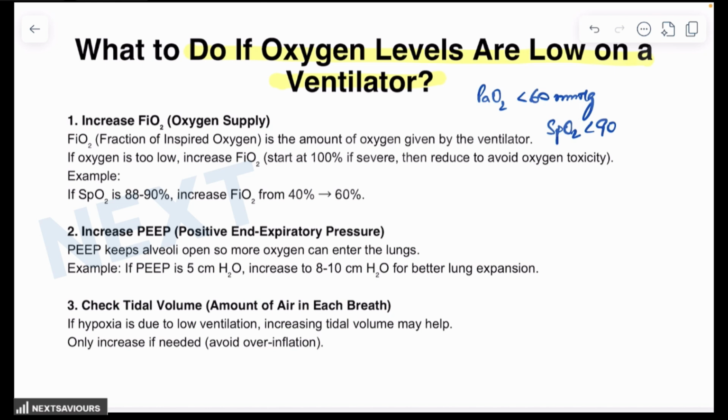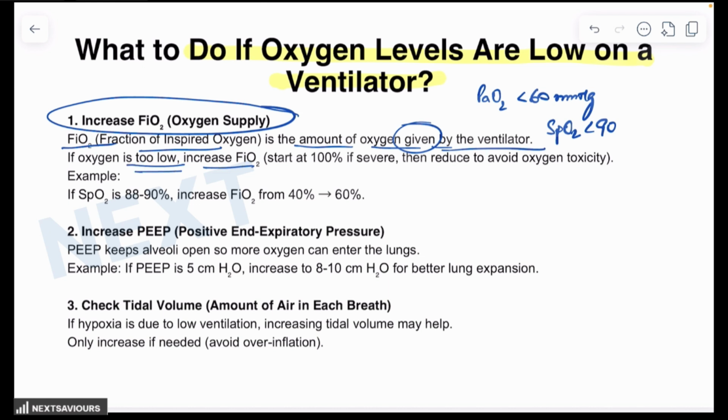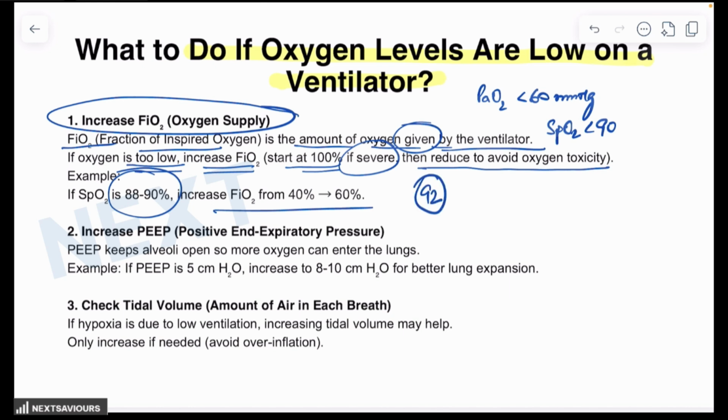Now, one possibility is that you increase the FiO2, that means the oxygen supply. FiO2, the fraction of inspired oxygen, is the amount of oxygen given by the ventilator. You already know this. So if oxygen is too low, increase the FiO2. Start at 100% if it is severe, but it has to be reduced immediately to avoid oxygen toxicity. For example, if the SpO2 comes out to be 88 to 90%, then increase the FiO2 from 40 to 60%. But once it has reached 92, then you have to reduce the fraction of oxygen provided, in order to prevent oxygen toxicity.